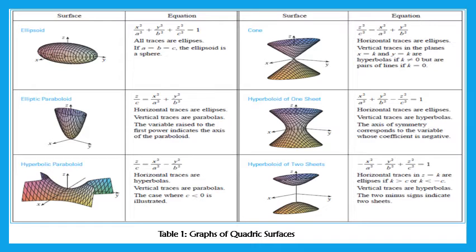All traces are ellipses. Kasi, let's say, nag-set tayo ng 0 dito sa isa sa mga variable. Let's say, let z equals to 0.